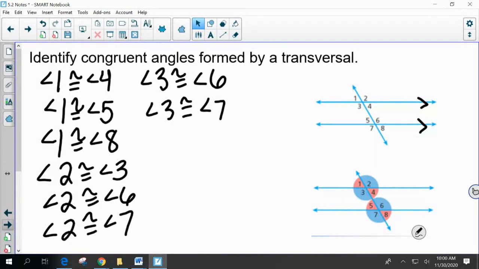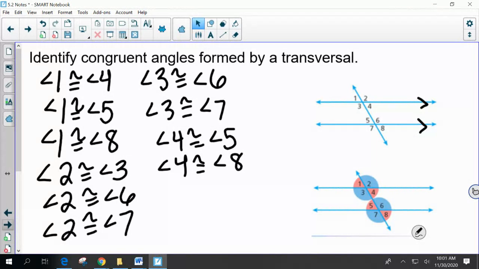Okay, go to angle 4. Angle 4 is congruent to 1. We already wrote that. Angle 4 is congruent to angle 5. Angle 4 is also congruent to angle 8. This will make a lot more sense when we actually put some measures, like some degrees of angles on here.